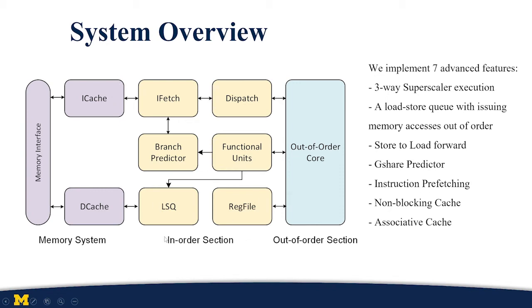And for the outer sections, we implemented an RS queue with internal forwarding, which can issue memory access out of order, and a G-share predictor for the MPC predictions. And we finally implemented a three-way superscalar execution for the out-of-order core. Next, each of us will give the presentation of the part we are responsible for in turn, okay?